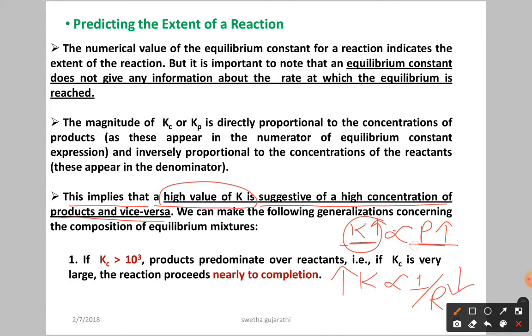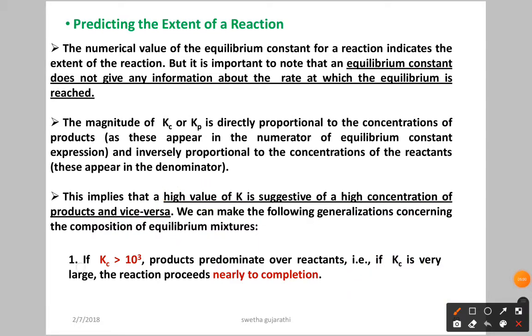Okay, so here directly proportional means what? K increases, P has to be increased. So a high value of K indicates a larger amount of product formation. Okay, we can make the following generalization concerning the composition of the equilibrium mixture. Here we have some values. Okay, some points. Let us see what those are.